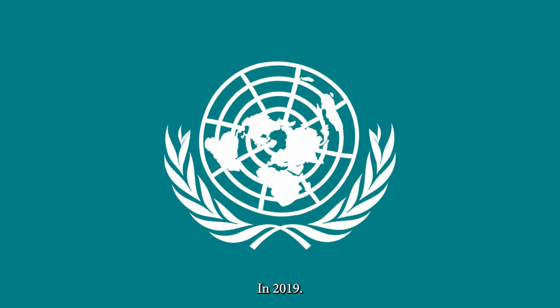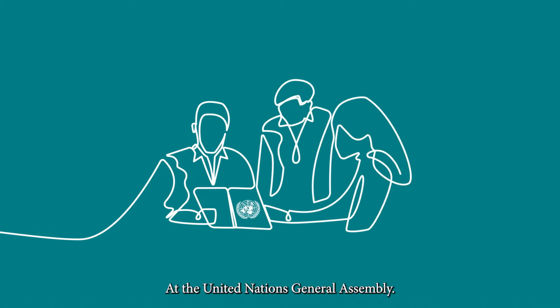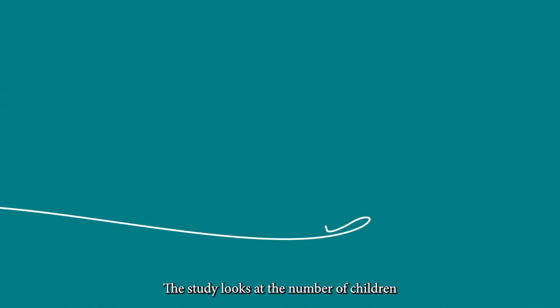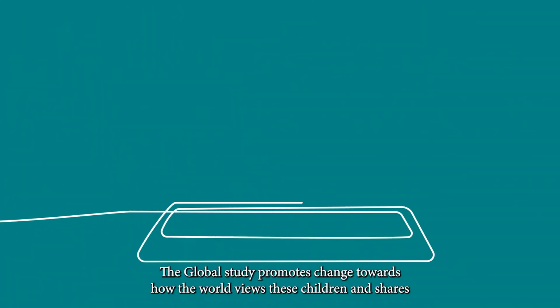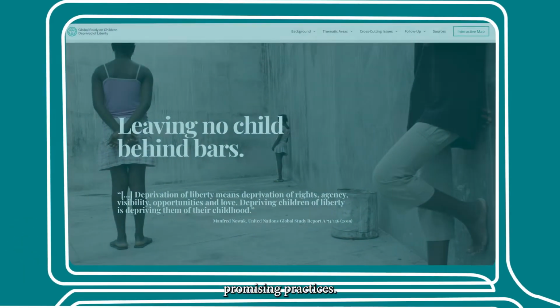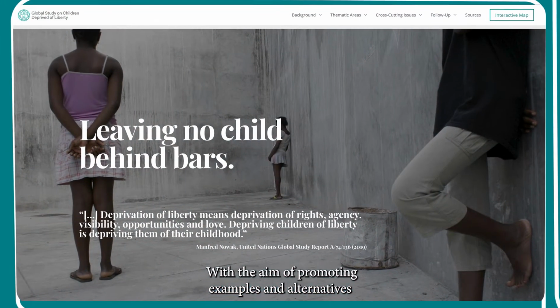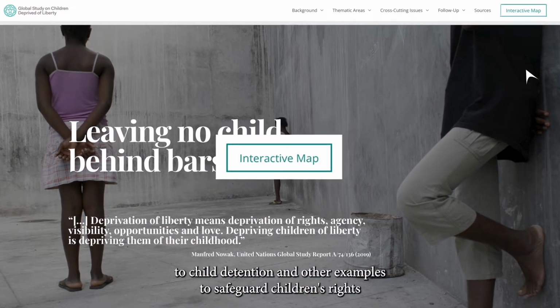In 2019, the UN Global Study on Children Deprived of Liberty was presented at the United Nations General Assembly. The study looks at the number of children detained and the reasons for it. The global study promotes change towards how the world views these children and shares promising practices, with the aim of promoting examples on alternatives to child detention and other examples to safeguard children's rights.